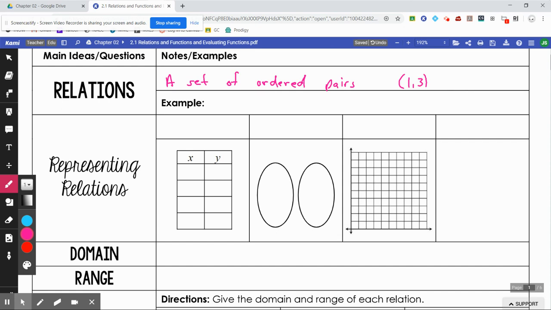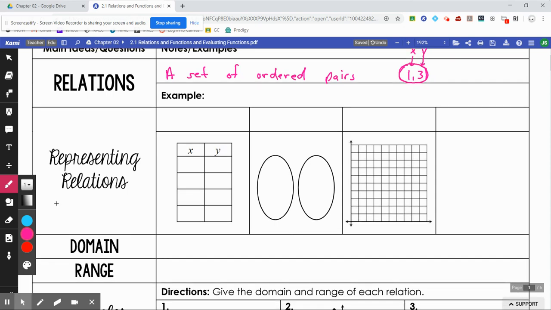And the reason we call this a relation is because an ordered pair actually shows a relationship. The first number in a set of ordered pairs is your x's, the second number your y's. And when you have a point, it actually shows you how x and y are related. It's the relationship between x and y. So a relation is an entire set of these.